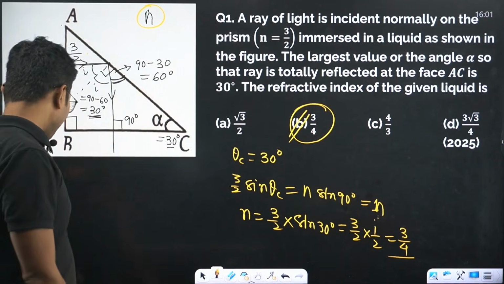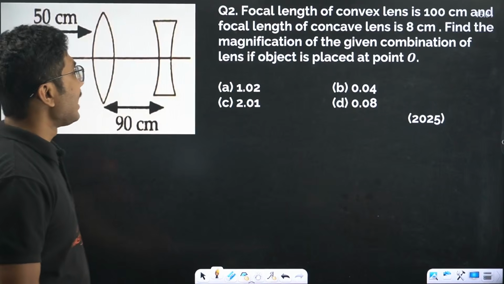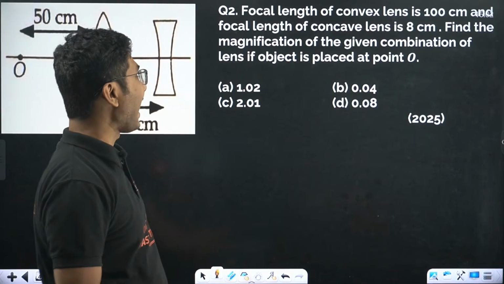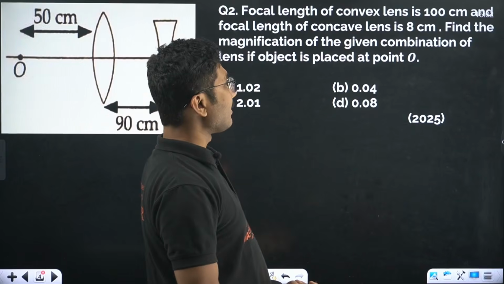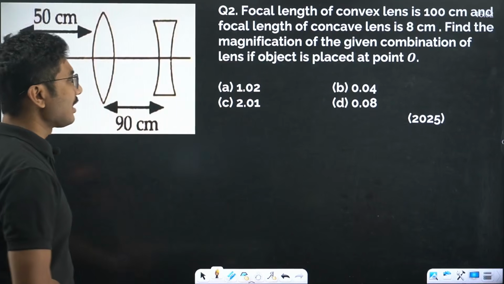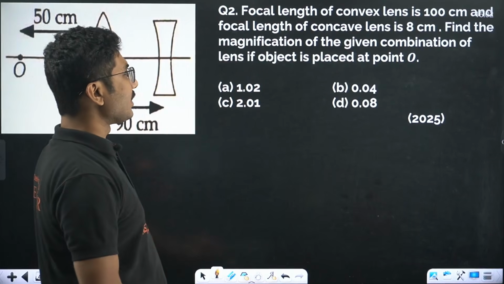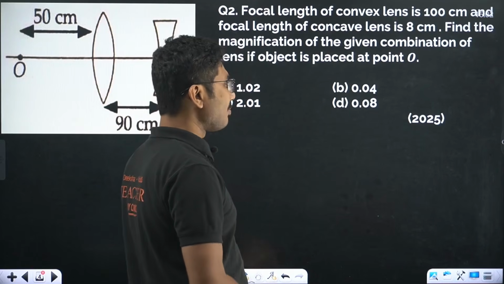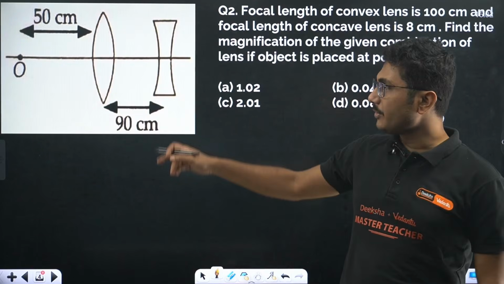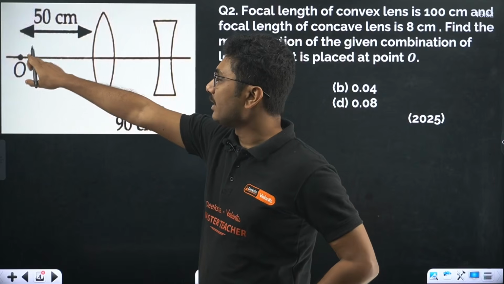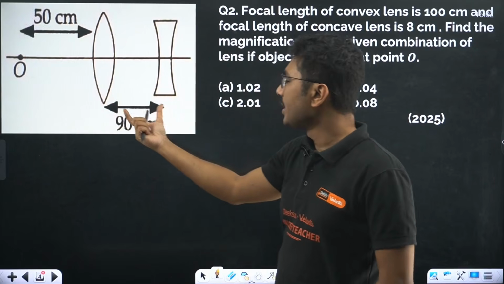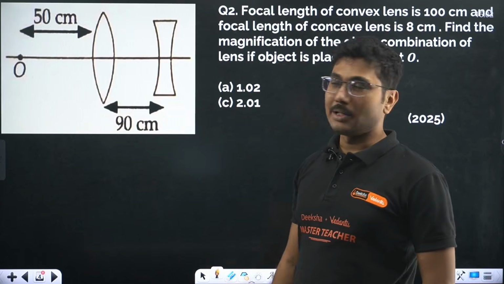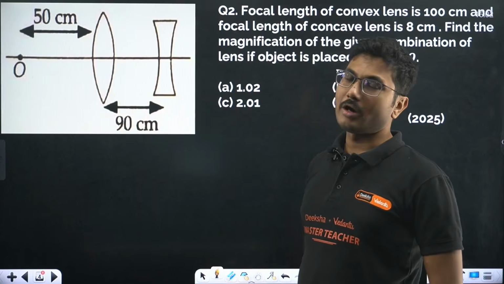Now the next question is: the focal length of a convex lens is 100 centimeter and the focal length of the concave lens is 8 centimeter. Find the magnification of the given combination of the lenses if the object is placed at point O. Here you see that the object is placed at O, this distance is 50 centimeter, this distance is 90 centimeter. Now one major problem with this is that the lenses are not in contact.